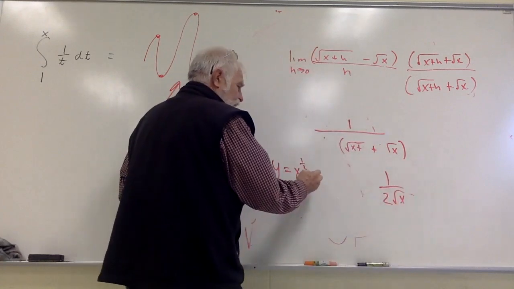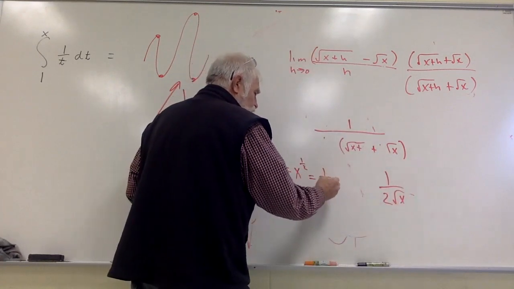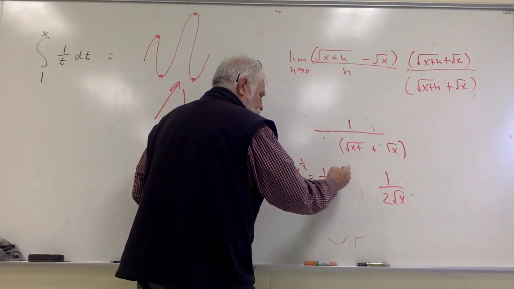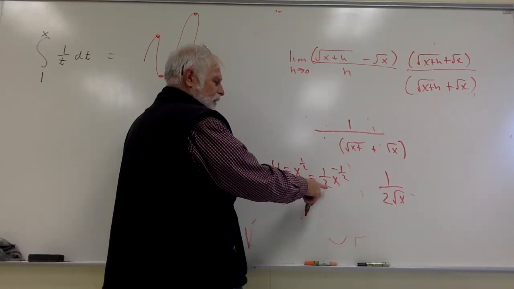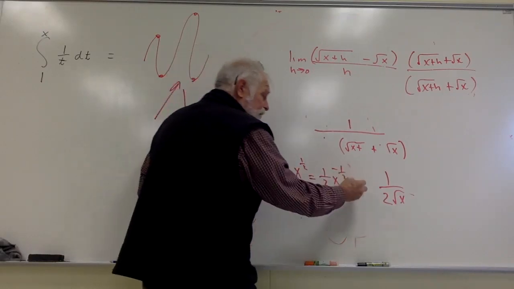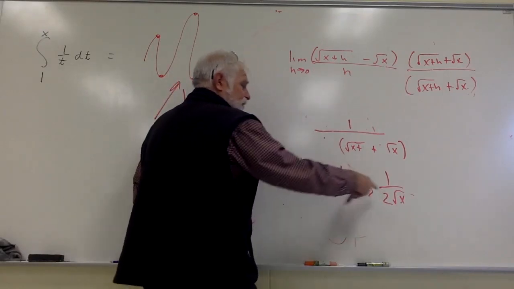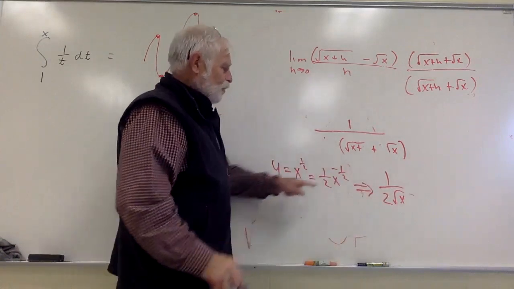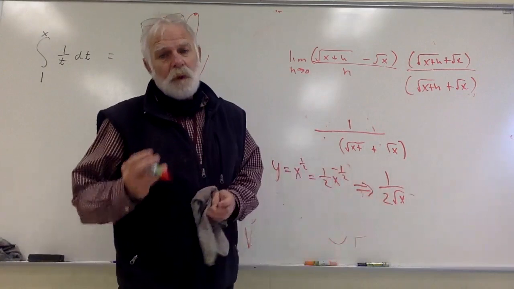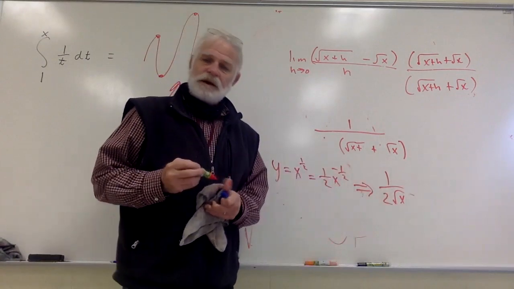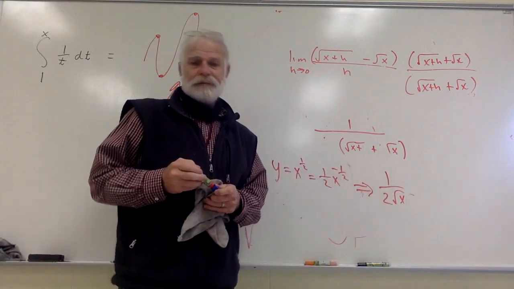The derivative of that is equal to 1 over 2 times x to the minus 1/2. And I wonder what another way to write that is. Oh yes, that's another way to write this: I am putting the square root of x in the denominator. Hopefully you see that from the work you've done in Algebra 2 and pre-calc.